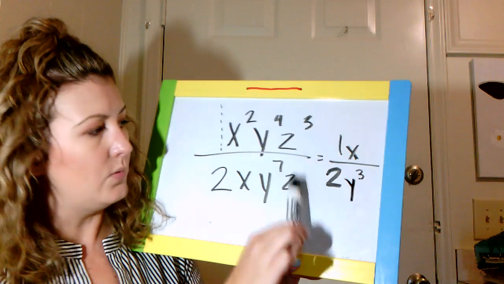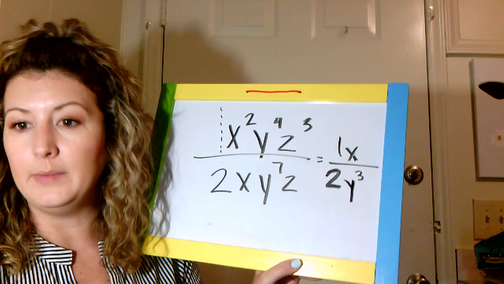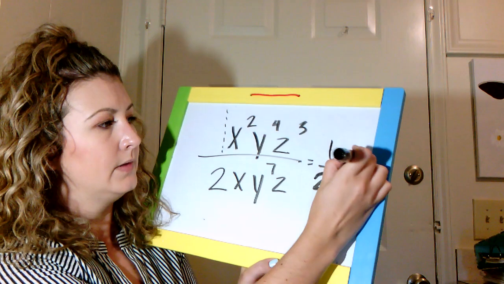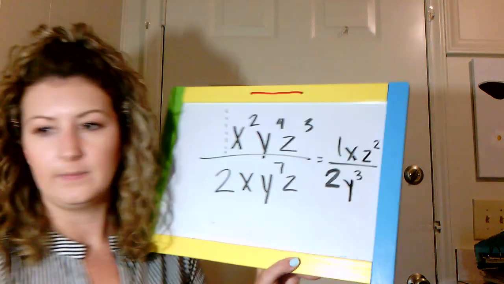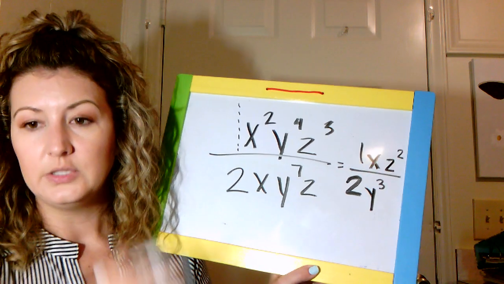And what about our z's? There's 3 up top and 1 on the bottom. So there's more up top. How many more? 2. Z squared. That would be your answer.